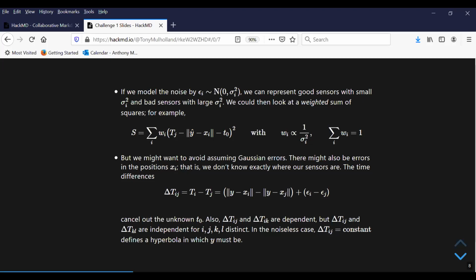If that time difference is known exactly, then it defines that the distance of y from xi minus the distance of y from xj is some given constant. So that defines one branch of a hyperbola in the plane on which the point lies. These delta tij's determined from the different sensors will not necessarily be consistent. Ideally, they should obey that delta tij plus delta tjk plus delta tki equals 0, but the noisy estimates may not obey that. So next slide, please.